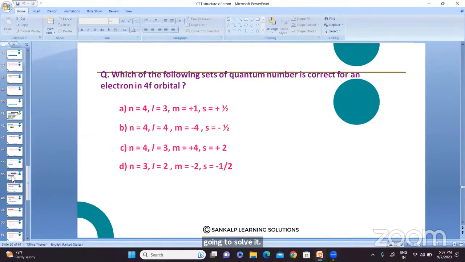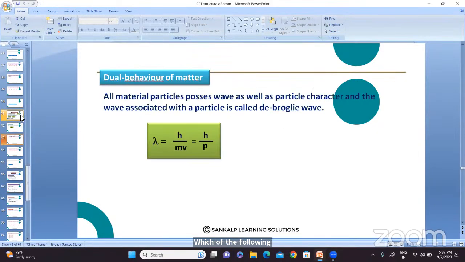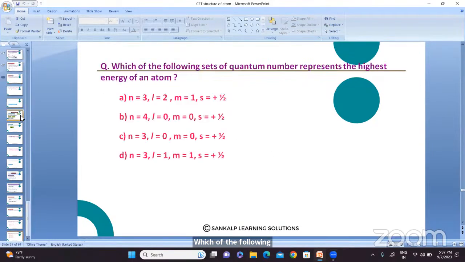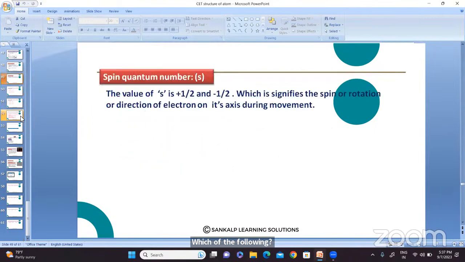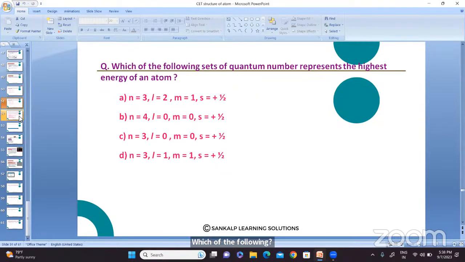Which of the following sets of quantum numbers represents the highest energy of an atom? They have given 4 sets of quantum numbers. You have to tell which among the following sets is representing the highest energy.